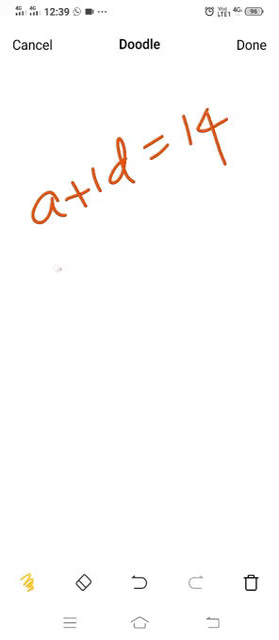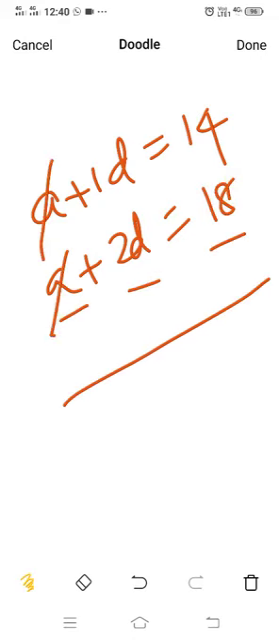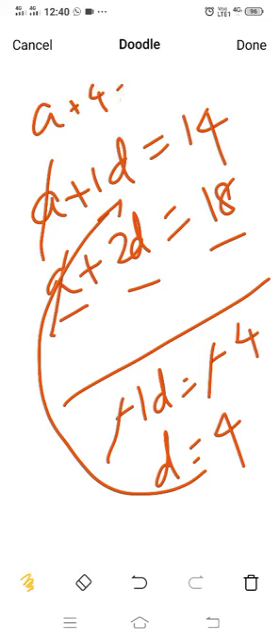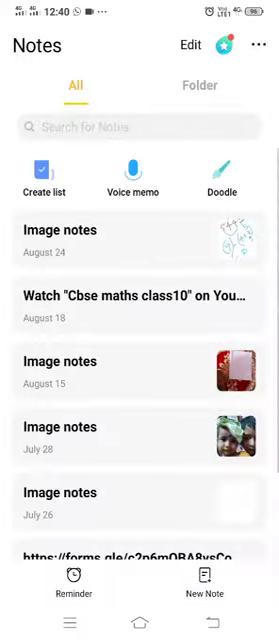So what is given here? The second term A2, which means A plus 1D, is given as 14. And the third term, A plus 2D, is given as 18. So A and A get cancelled. 2D minus 1D is equal to, when we simplify this, we get 4. So D value is equal to 4. When we apply the D value in any one of the equations, A plus 4 is equal to 14. When we transpose this 4 to the other side, we get 14 minus 4. So the A value is 10. In such a manner you will get the other problems also.